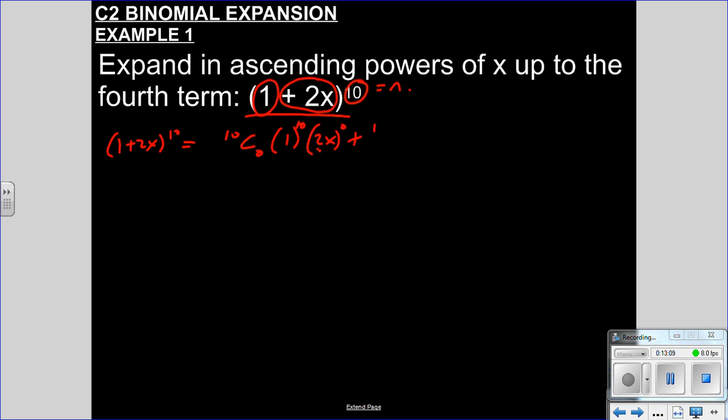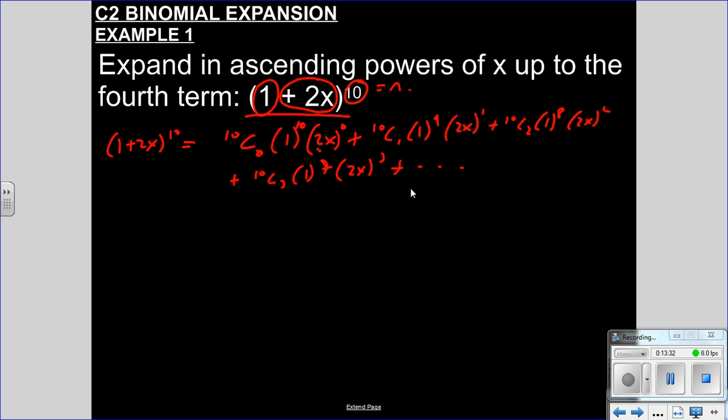plus, and because it wants the first 4 terms, we've got to do this to the 9, so taking 1 away from that power, (2x) to the 1, plus 10 choose 2, 1 to the 8, (2x) squared, so that's 1, 2, 3, and then our fourth term, 10 choose 3, 1 to the power of 7, (2x) to the power of 3, and then dot dot dot.